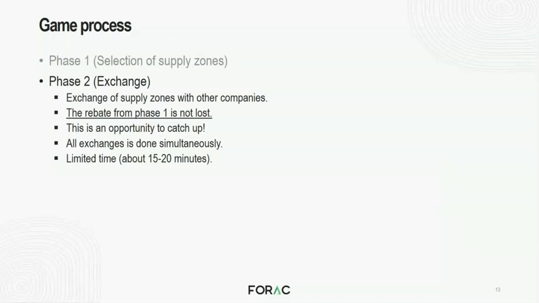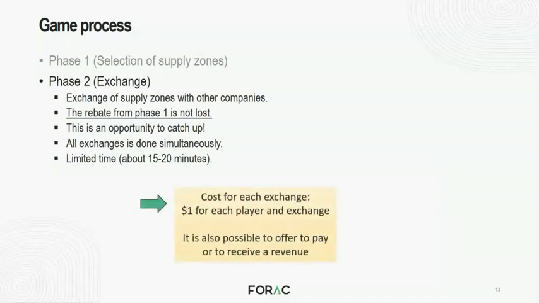This phase is an opportunity to catch up from the previous phase if the zones for an assortment are spread out. All exchanges are proposed and accepted simultaneously. There is a time limit for the entire phase of about 15 to 20 minutes. There is a cost for each player and each exchange. This phase is essentially a negotiation, and it's also possible to offer to pay or receive a revenue for the proposed swaps.